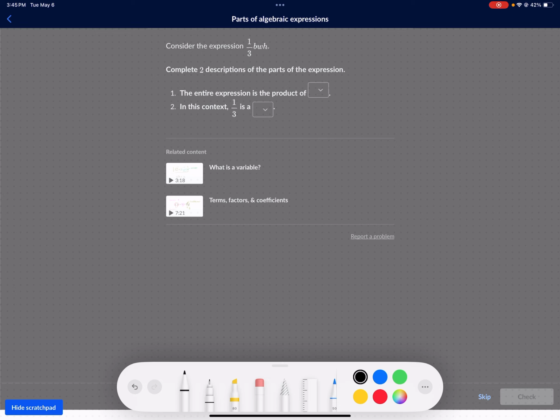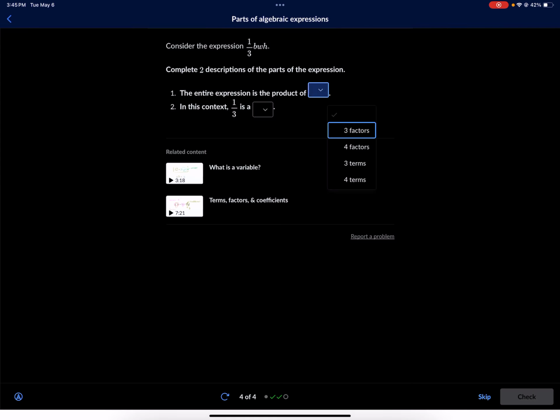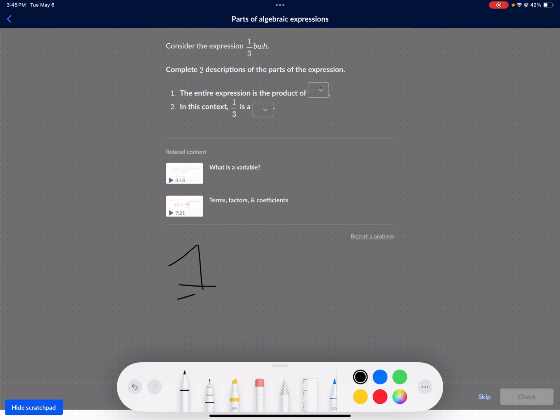Alright, consider the expression 1/3 BWH. The entire expression is the product of, let's see what we got here. So we have 1/3, we have BWH, and each variable is an individual thing. Like we discussed before, we can also put an invisible 1, so it's 1/3 times 1b times 1w times 1h. You can know that for reference, but for this tutorial, I will not put that. I will just put it as written right here.